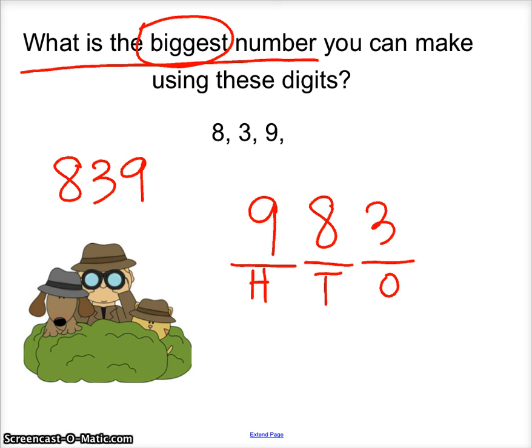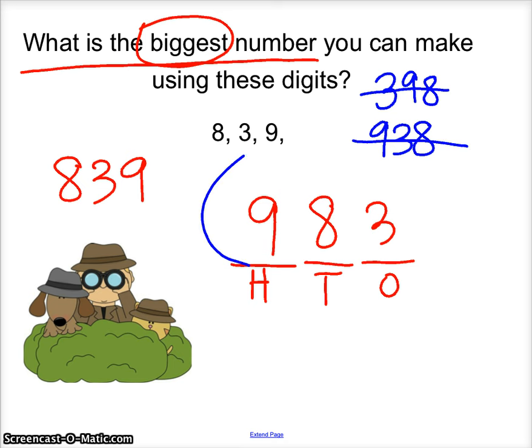So I could have done 398. No, anything with a 3 is definitely not going to be the biggest for the hundreds. But what if I did 938? Is 930 bigger than 980? No. I don't think so. So I know that this must be my best answer because I checked my work.